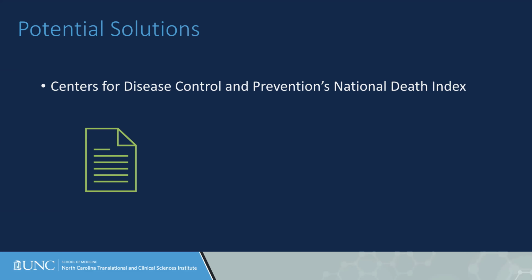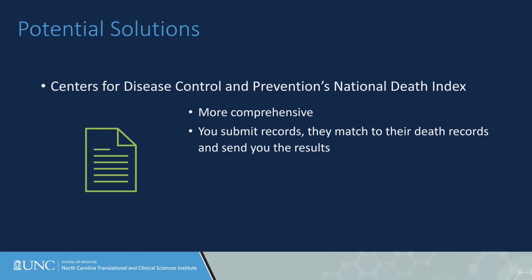So the Centers for Disease Control and Prevention also have a national collection of mortality records, and theirs is called the National Death Index. Theirs is generally recognized to be the most comprehensive national collection of death data that we have, and it can be accessed for research purposes, but you don't get a full copy of this data set if you're trying to get access to it for research.